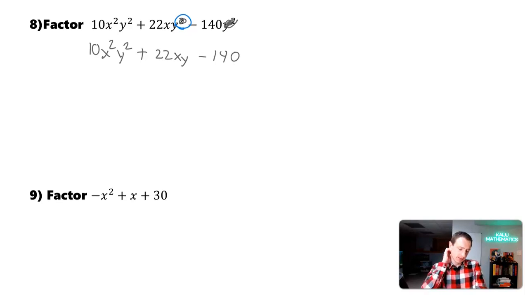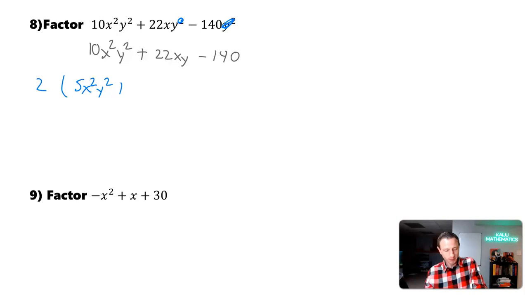When it's presented like this, the first thing I want to do is factor out a GCF. A potential GCF could definitely be 2. Take out a 2. I cannot take out any variables because this is x squared, xy, but then this doesn't have any variables at all. If I left it in the original problem, with y squared here and y squared there, I would take out the y squared, and then it'd be pretty straightforward from there. But I think this looks a little bit more interesting. So I'm going to take out the 2. That gives me 5x squared y squared plus 11xy minus 70.